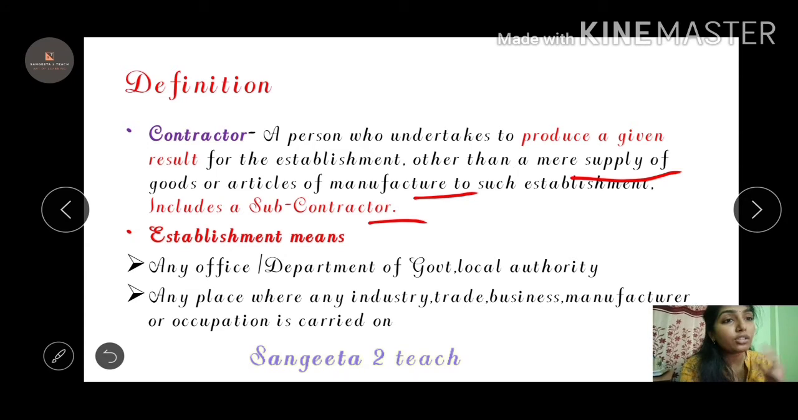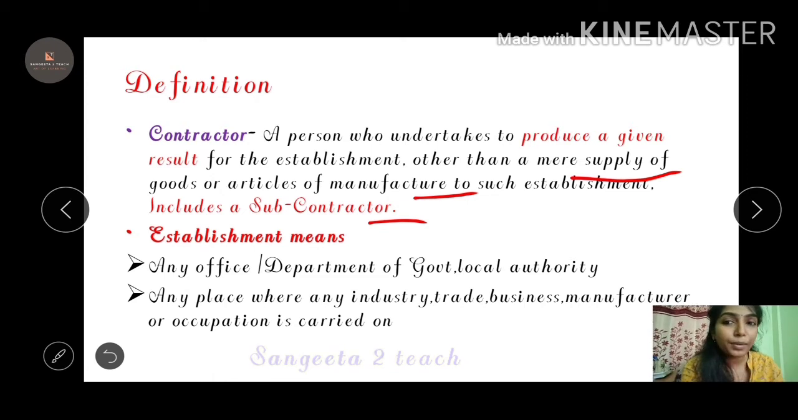Third one, it includes the subcontractor. Now you know that he does not include the mere supply of goods or articles of the manufacturer. He is only there to produce a given result, and it includes the subcontractor. Okay, done. Good. Establishment means any office or a department of a government, any local authority.